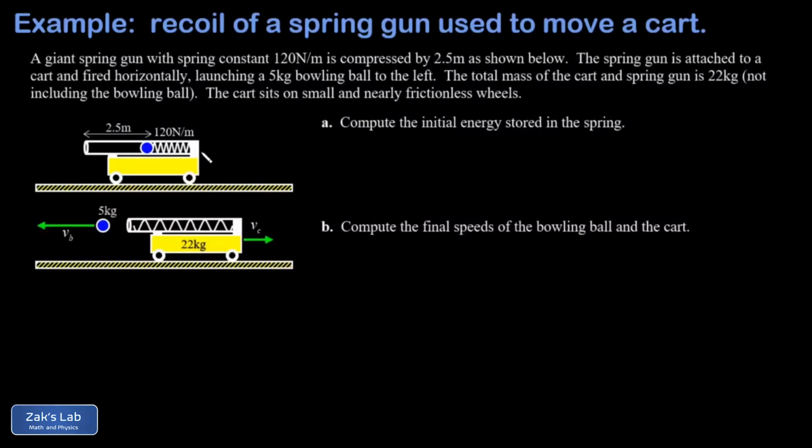In this problem, we've mounted a giant spring gun to a cart. The spring gun has a constant of 120 newtons per meter. We squish it by 2.5 meters to load it. And so, of course, we're putting energy into the system when we do this.